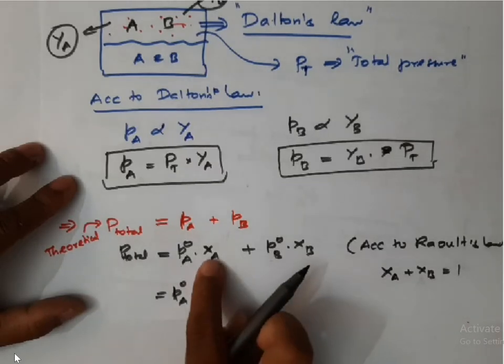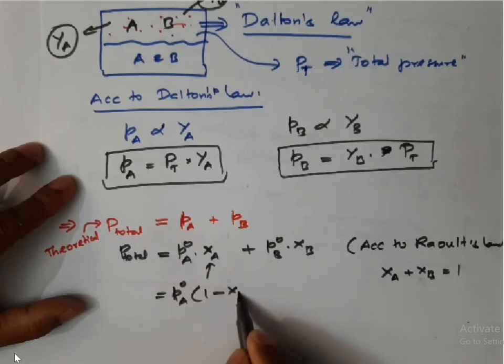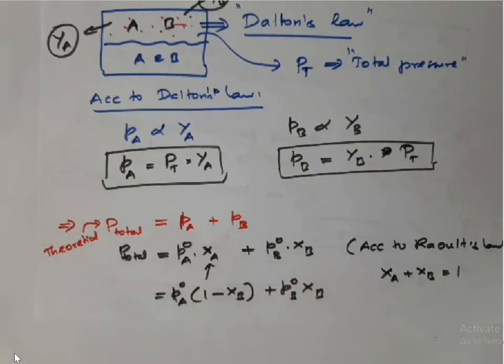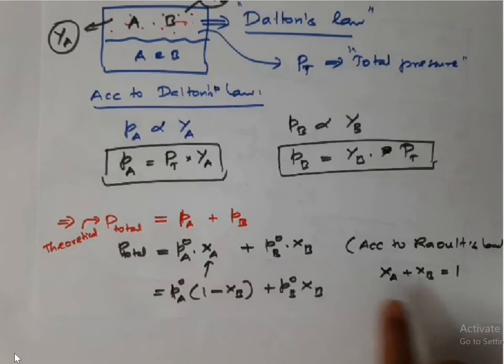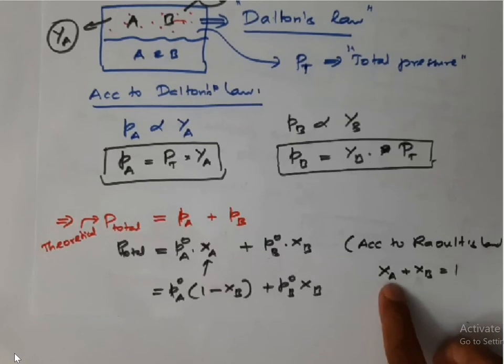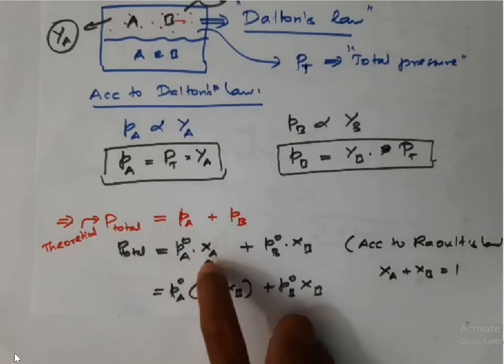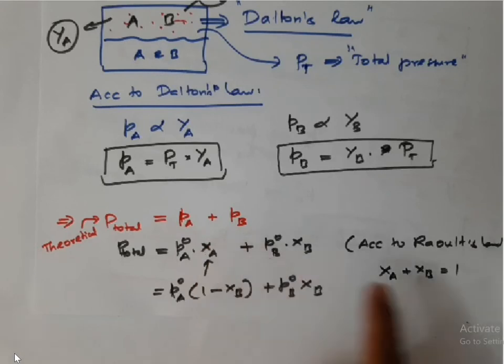I can write this mole fraction of A as 1 minus mole fraction of B, plus P naught B into XB. Is this correct, students? Just check it. Yes, sir. Okay, because XA plus XB is 1, therefore XA should be equal to 1 minus XB. So I replaced this XA by 1 minus XB. Now we can make some more simplification here.